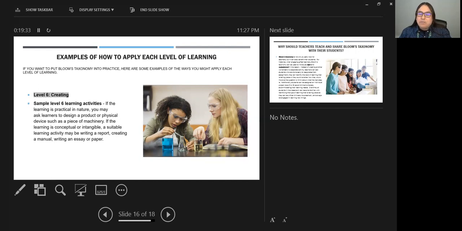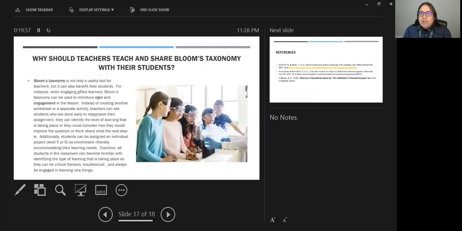If the learning is conceptual or intangible, a suitable learning activity may be writing a report or creating a manual or writing an essay or paper. In my case, I use Google Classroom, and I'll have students create Google Slides, and maybe they do a mini presentation, a gallery walk, and we do a rubric to assess that learning. This is the highest level of learning. So those are all the levels of learning in Bloom's taxonomy.